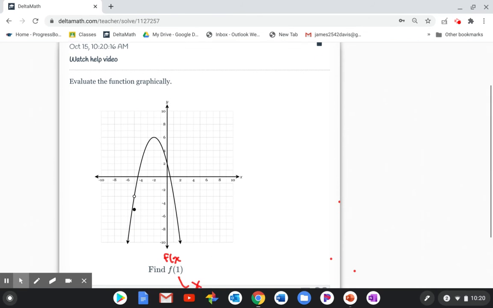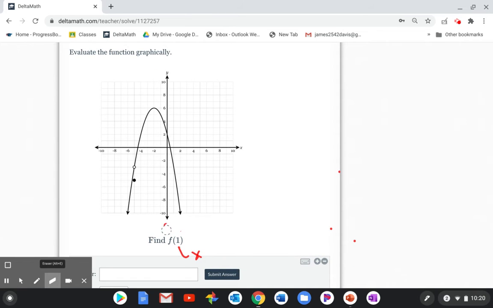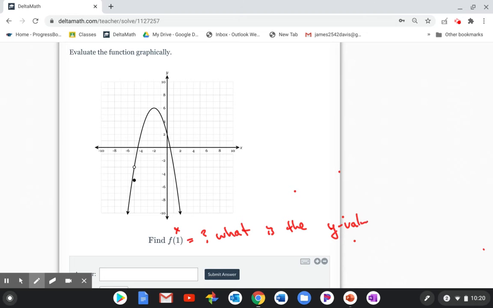So let's try another one. So this is a different piecewise function. So this is f of x here, f of 1. So again, 1 is the x value. Basically, we want to know what is the y value at x equals 1? That's what we're asked to find.